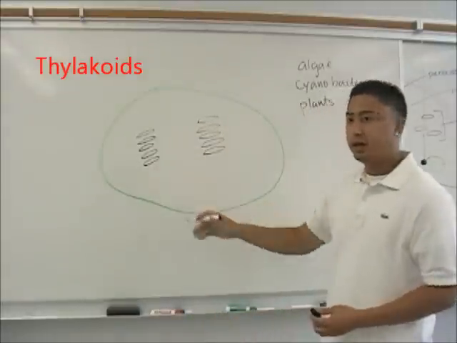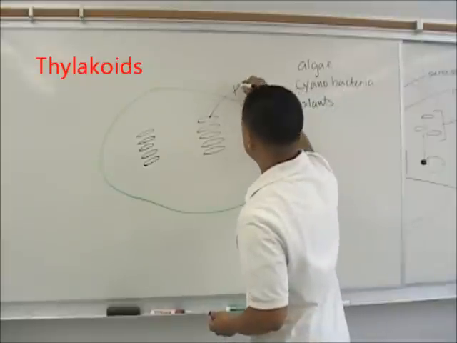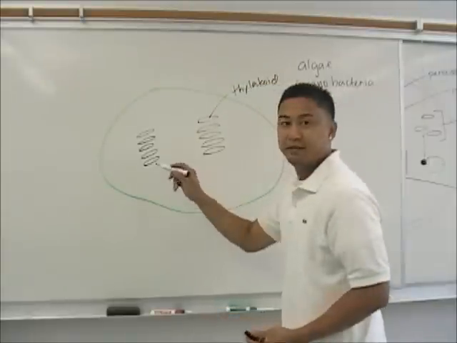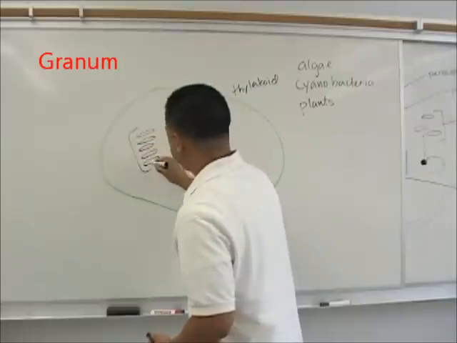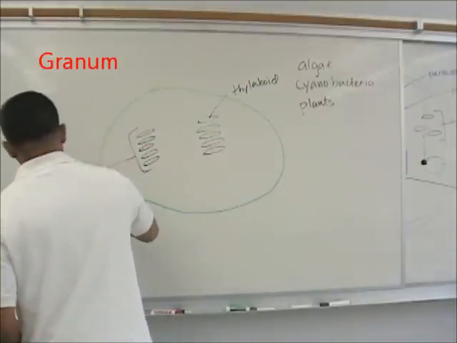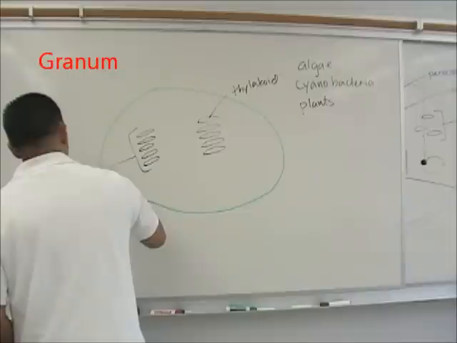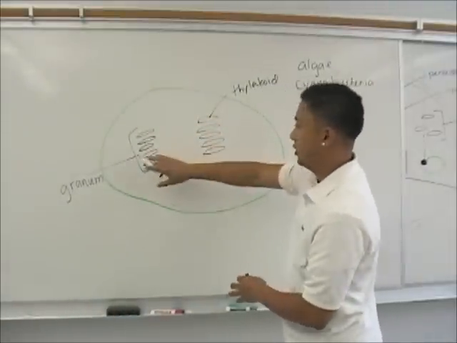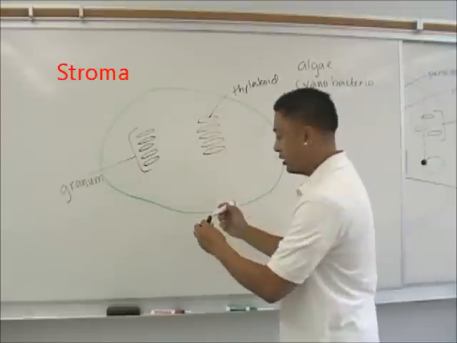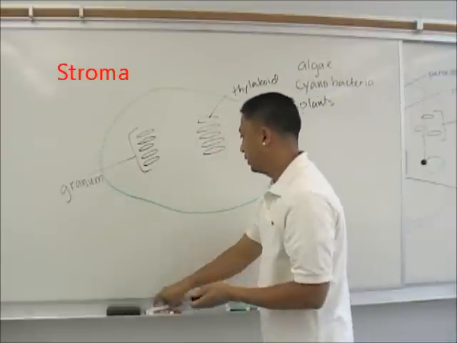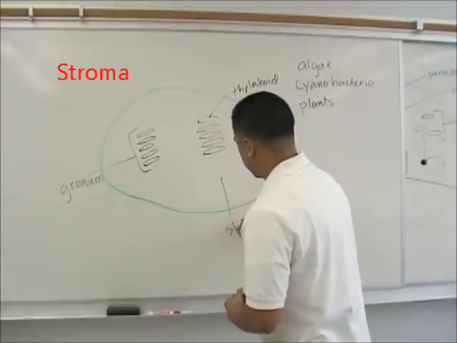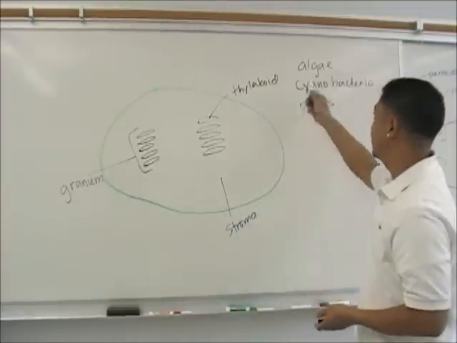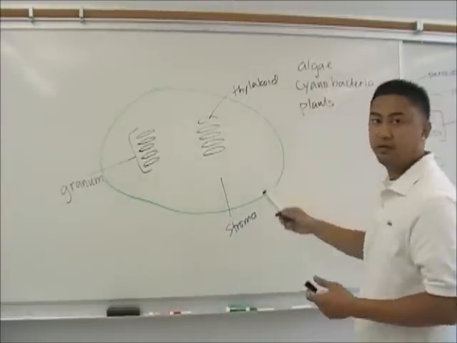Each individual pancake is called a thylakoid. But a stack of pancakes, we call this granum. Okay. In this fluid region where the granum and thylakoids are not, we have what we call stroma. So this blank area is called stroma in the chloroplast. Again, it happens in algae, cyanobacteria, and plants for photosynthesis.